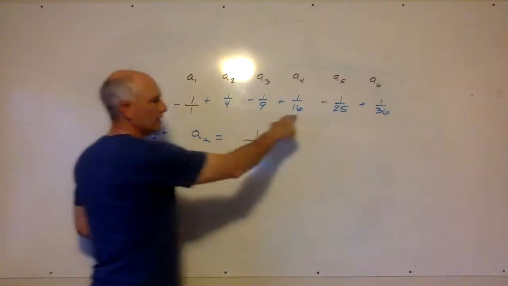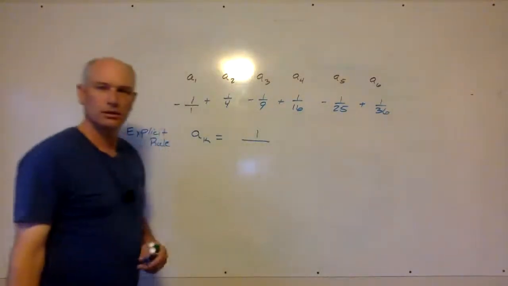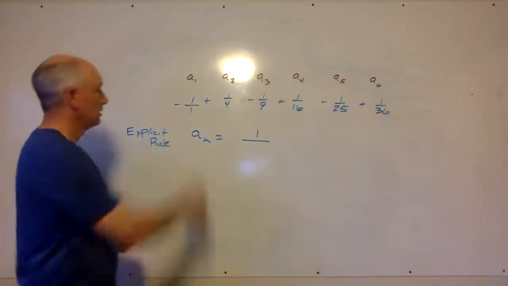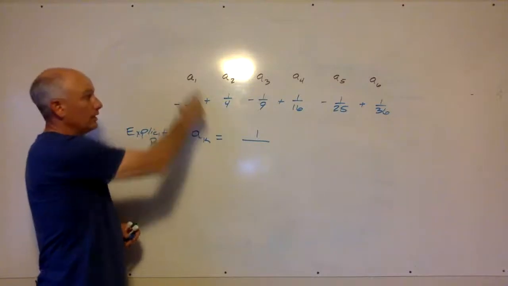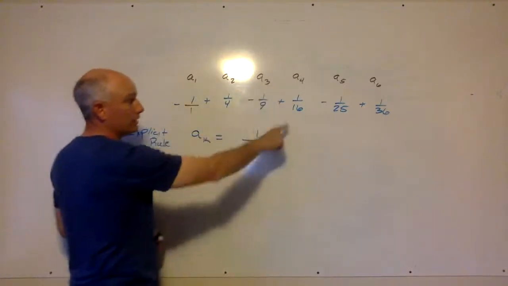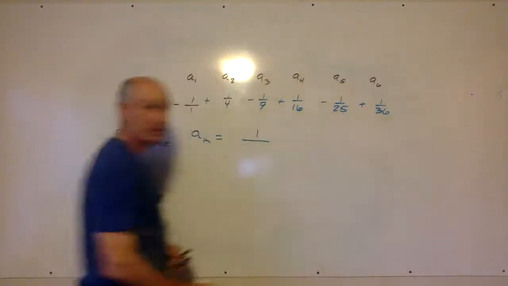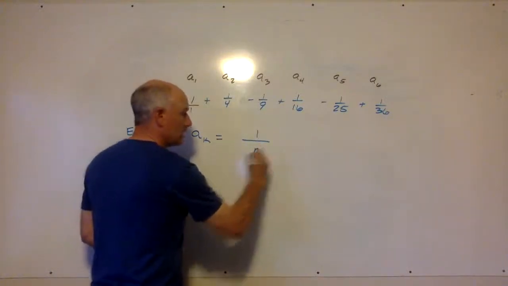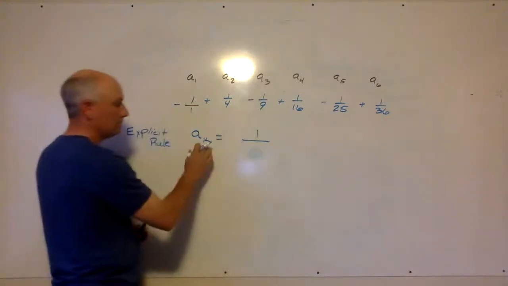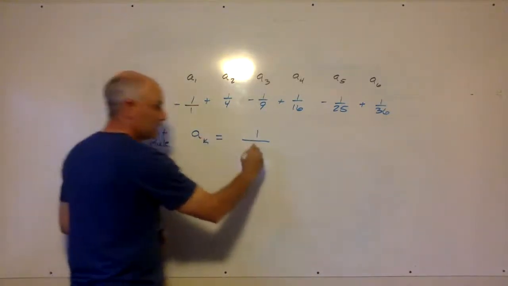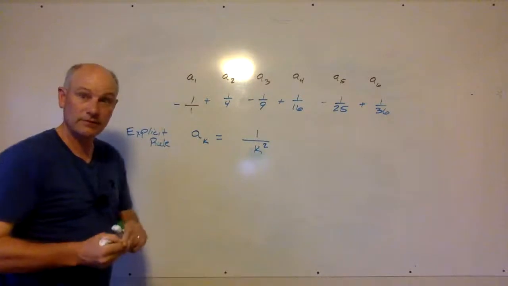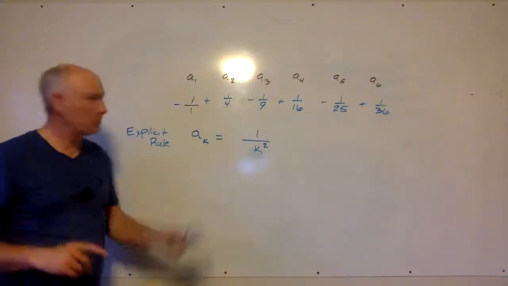1, 4, 9, 16, 25, 36. Hopefully you can see that's a pattern of perfect squares, isn't it? Perfect square of 1. Perfect square of 2. Perfect square of 3, 4, 5, and 6. So it looks like we're taking the n value, or in our case, excuse me, again, matching my letter here, the k, and we're squaring it.